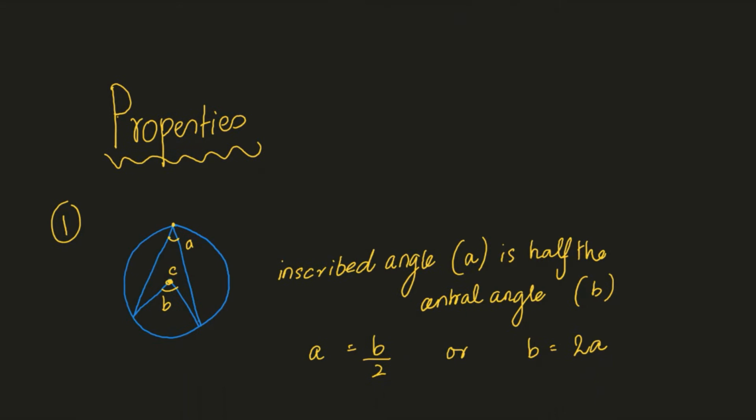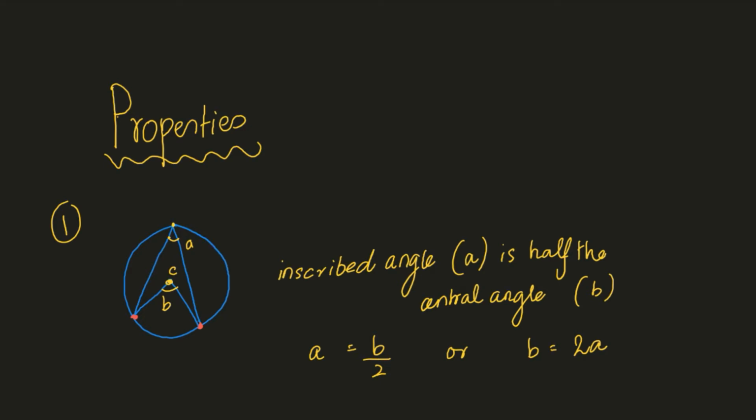The first property that we can see here is as follows. The inscribed angle A is half the central angle B. So basically you have these 2 points on the circumference, the ones that I've marked with red. A line is emerging from these 2 points, and it's meeting at the point A, and it's forming the angle A.